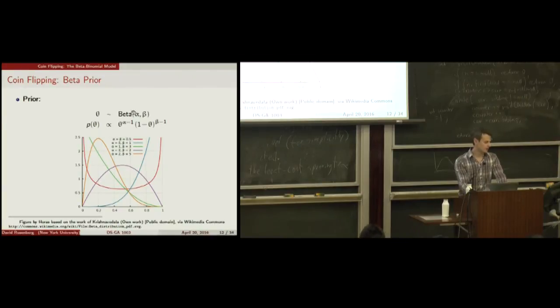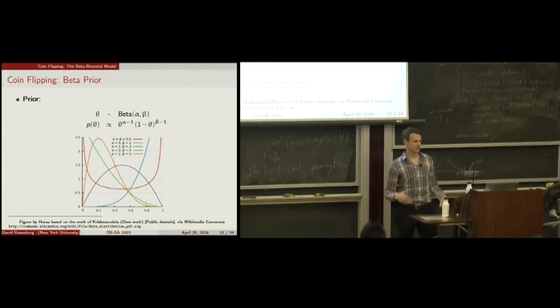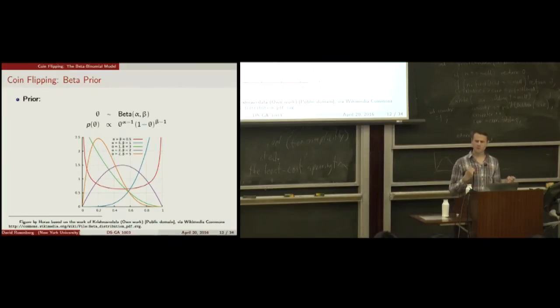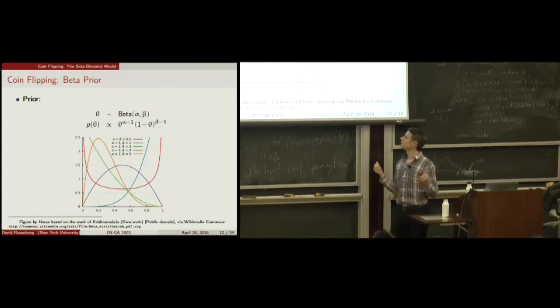You can choose one from this family as your prior. To jump ahead a little bit, what we'll find is that the posterior distribution on theta will also turn out to be in the beta family, which is very nice. That property where the prior and the posterior are in the same family, that's not always the case, but when it is the case, we say that the family of the prior is a conjugate prior for the likelihood model that we have.